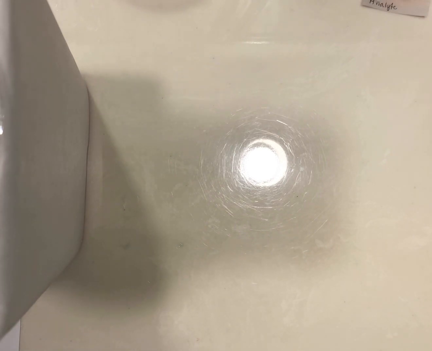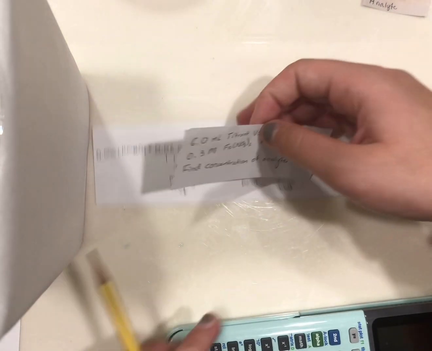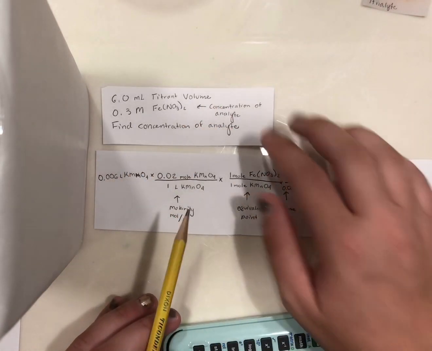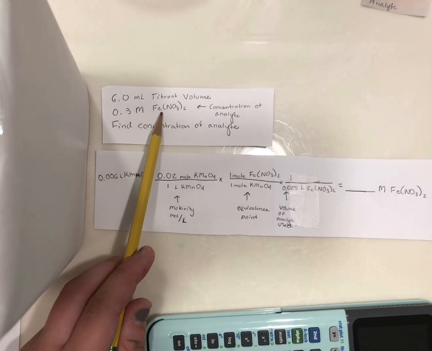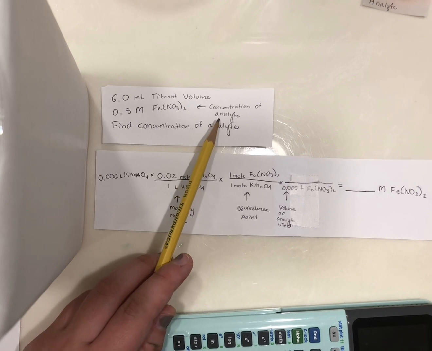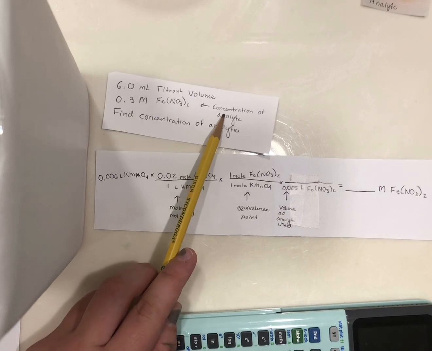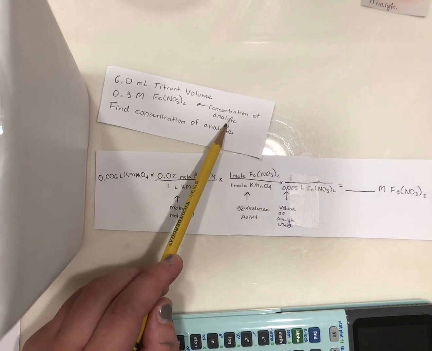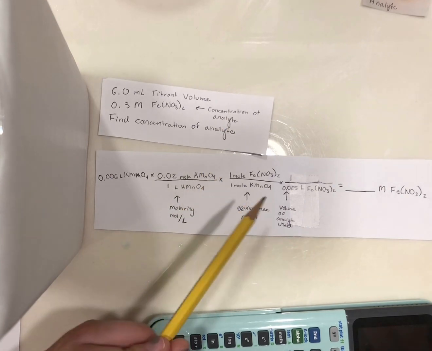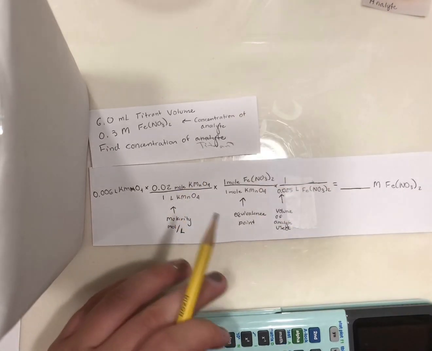Finally, we are going to go through some of the math. Let me grab my calculator. Now, just for givens, we're going to say we had 6 milliliters of titrant. That was the volume. We had 0.3 molar of the FeNO3, and that's going to be the concentration of the analyte. We are trying to find the concentration of the titrant. I apologize for my typo.